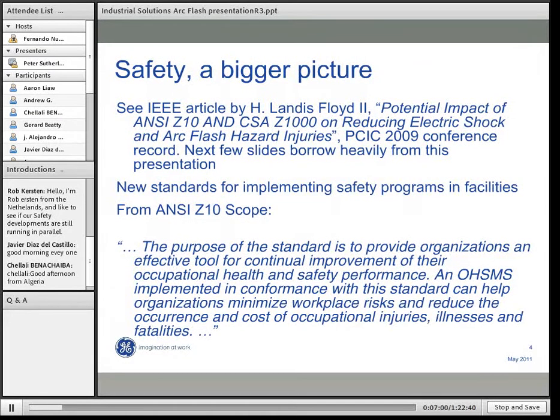In fact, there is now a standard in the United States and Canada on implementing electrical safety programs in facilities, so that there are procedures given within ANSI Z10 for providing procedures for improvement of occupational safety and health.